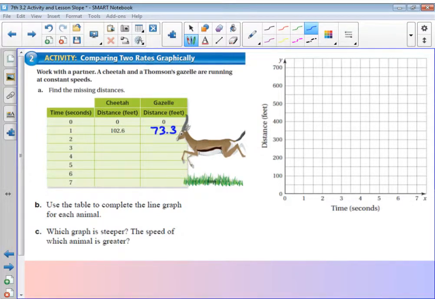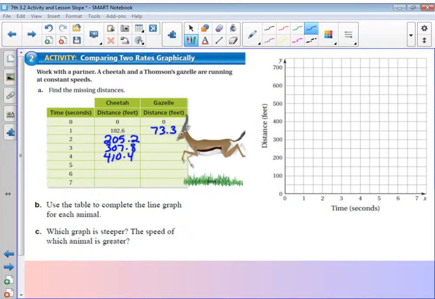To do that, I'm just going to work the cheetah all the way through. 102.6, and I'm just going to take it times 2, which gives me 205.2. Now from here, I can either continue to add 102.6 every time, or I can clear my calculator and take 102.6 times 3. I'm just going to choose to add the 102.6 each time because it's fewer button pushes. So we get 307.8. At 3 seconds away, it's now a little over 300 feet away. And then add 102.6 is 410.4.